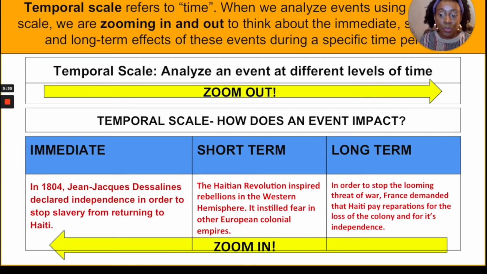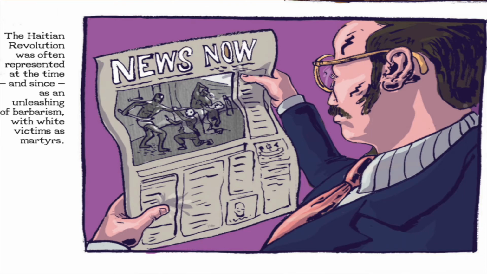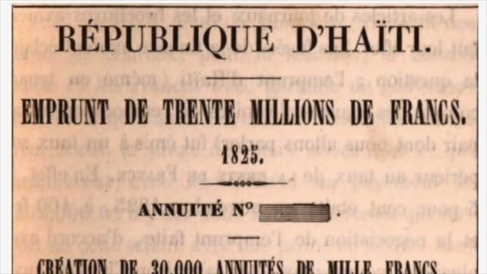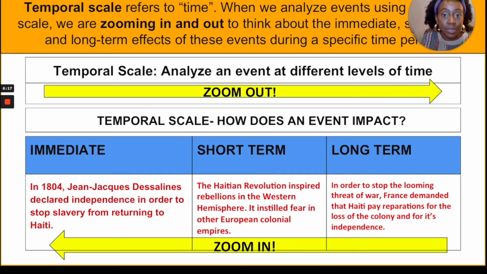So now as we're looking at the temporal scale, we want to look for the immediate, the short-term, and long-term effects. So in 1804, Jean-Jacques Dessalines declared independence in order to stop slavery from returning to Haiti. That was an immediate effect. Short-term, the Haitian Revolution inspired rebellions in the Western Hemisphere. It instilled fear in other European colonial empires. And in order to stop the looming threat of war, France demanded that Haiti pay reparations for the loss of the colony and for its independence.